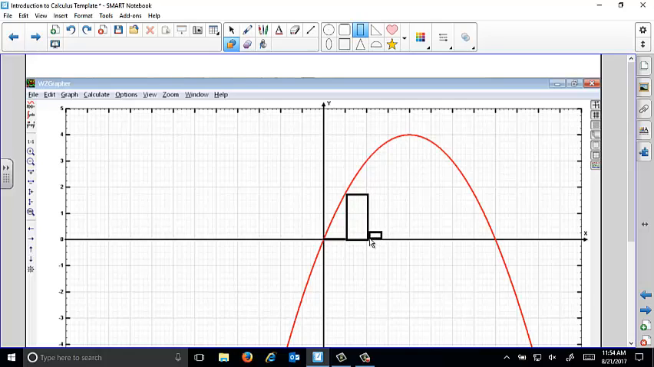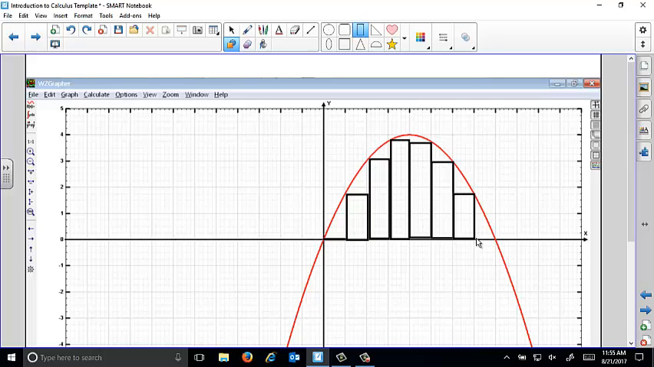The left-hand part of the rectangle is the value of the function there. Then when you get to this point, you wouldn't use the value of the function at the left-hand side, but at the right-hand side. That way every rectangle would be under the curve, and you would definitely underpredict the area. So there are different philosophies for finding the area using rectangles.